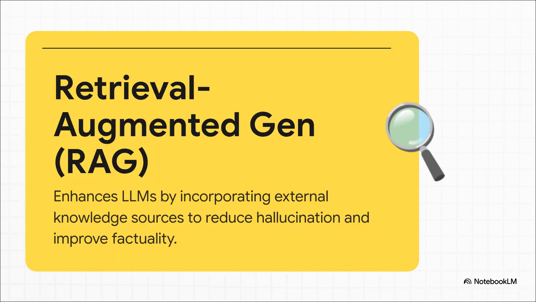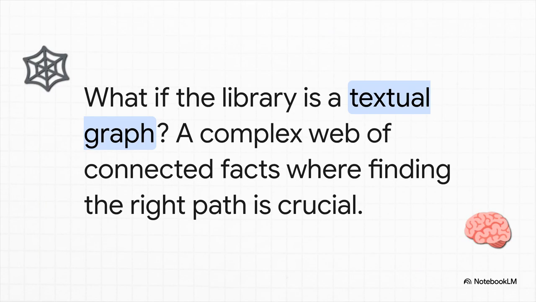Now, to fix this, researchers came up with a brilliant technique called Retrieval-Augmented Generation, or just RAG for short. The easiest way to think about it is like giving the AI a library card. Before it answers you, it can go out and look up the latest, most relevant info from the real world. Problem solved, right? Well, not quite. This brings up a whole new challenge.